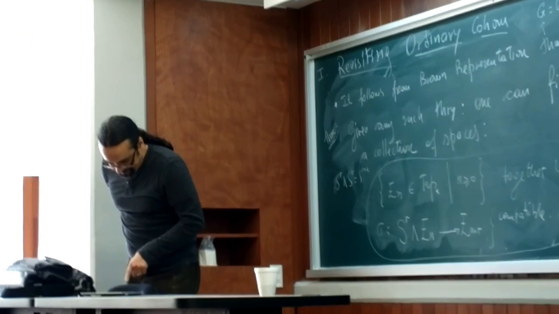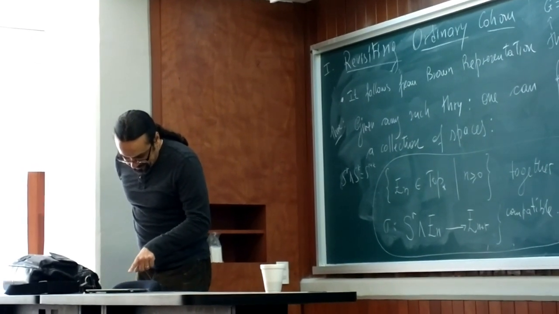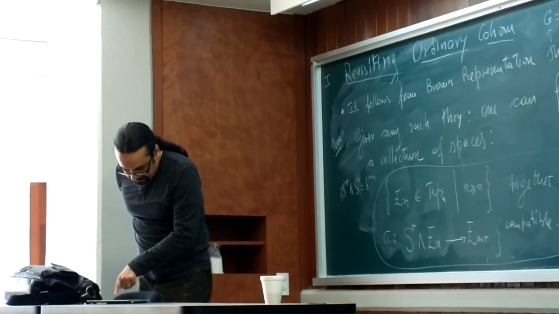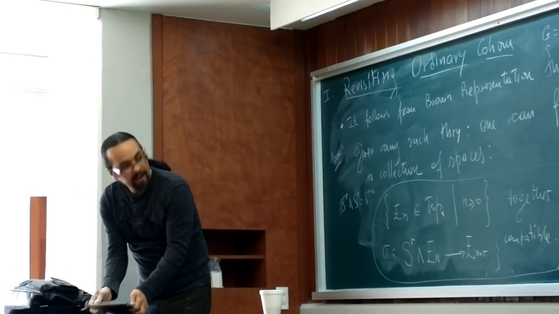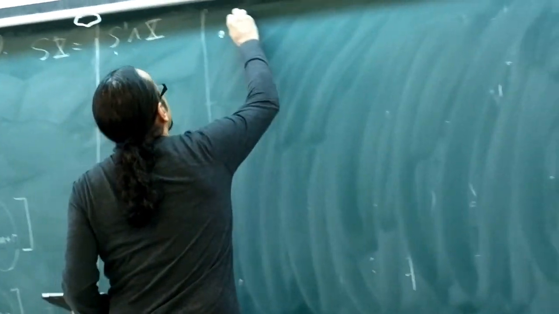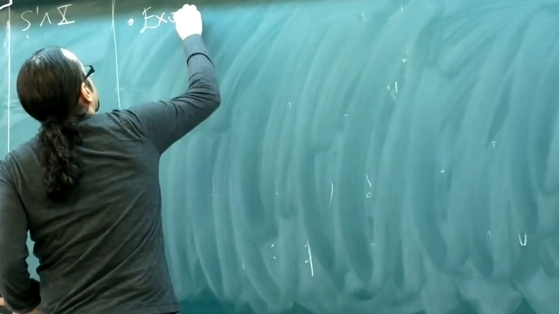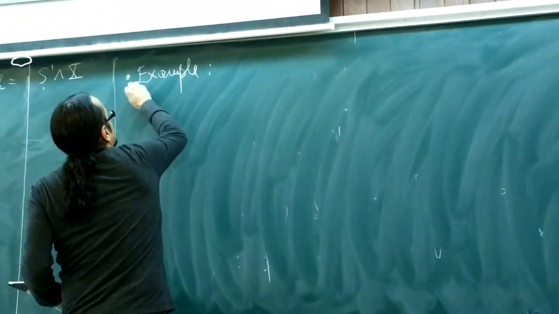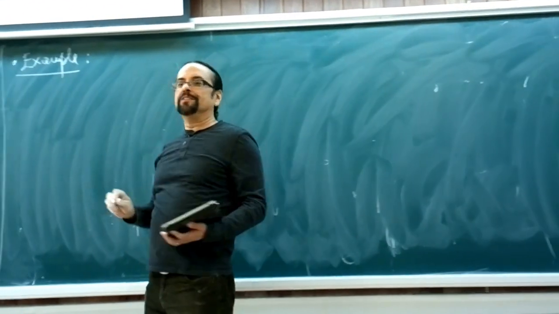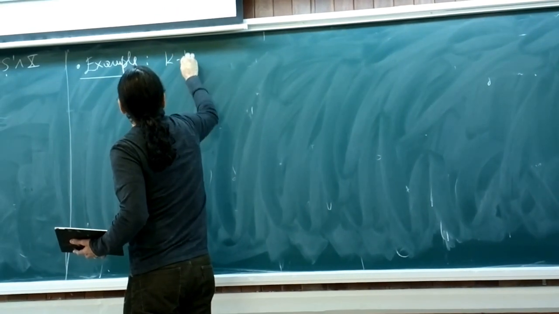So now let me go back to singular cohomology. And the idea, and that's why I did things the way I did up to now, is that, but let me give one example first. An example of a theory that's not singular cohomology. So for example, K-theory.